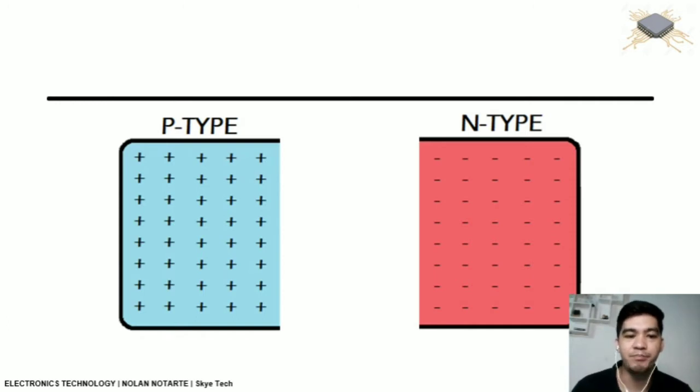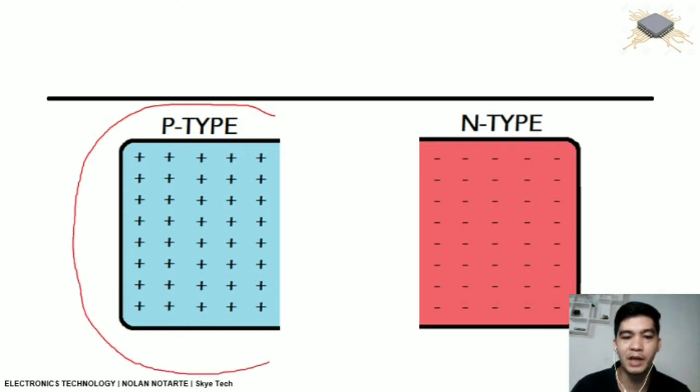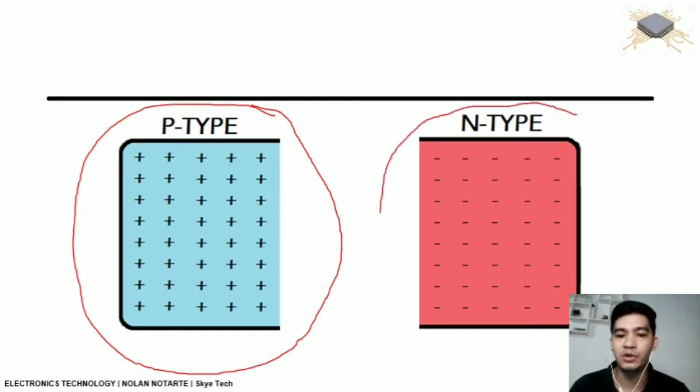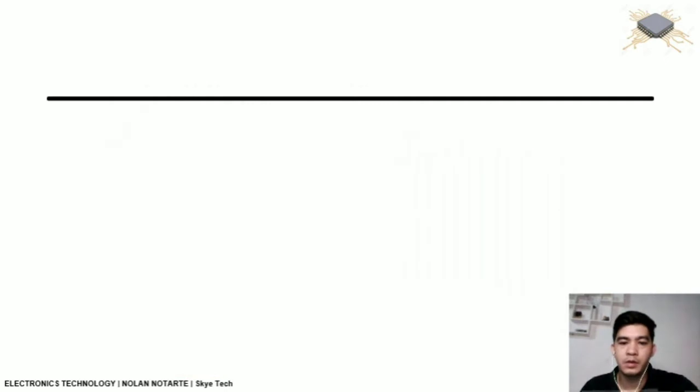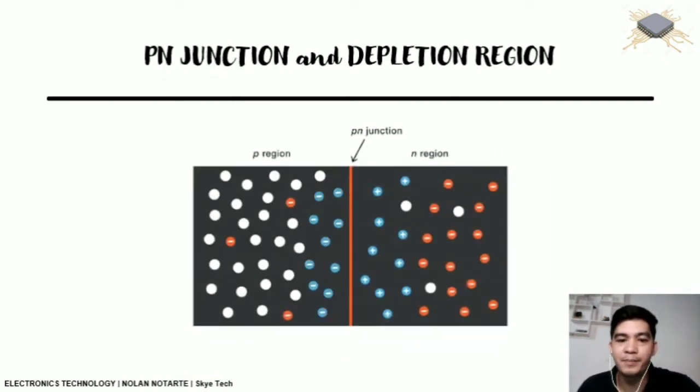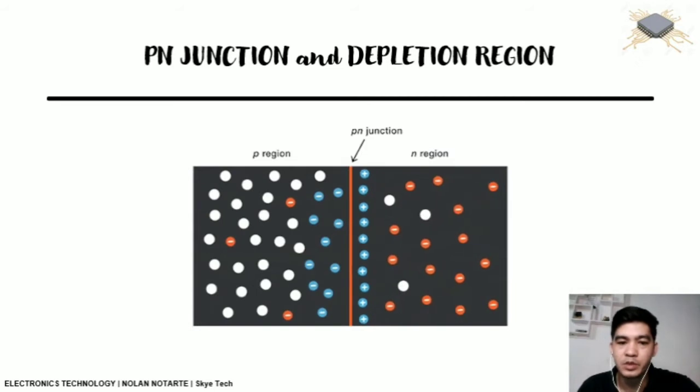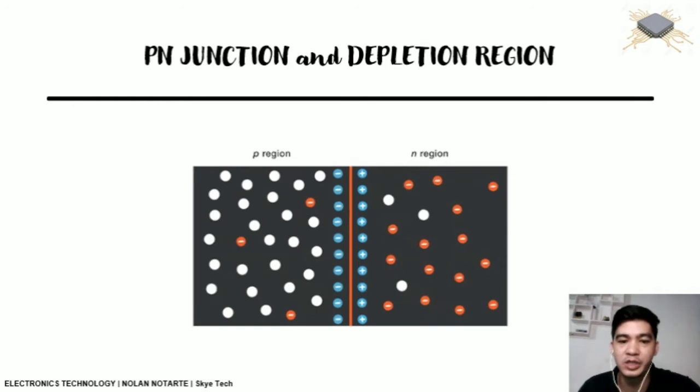Okay, we can create P-type semiconductor by doing the process called doping. Okay, by putting impurities with at least 3 valence electrons in its outermost shell. Okay, and then we can create N-type semiconductor if we put impurities with 5 valence electrons in its outermost shell. So, okay, so now if we combine the two different types of semiconductor, there's a process called diffusion of charge carrier or majority charge carrier.